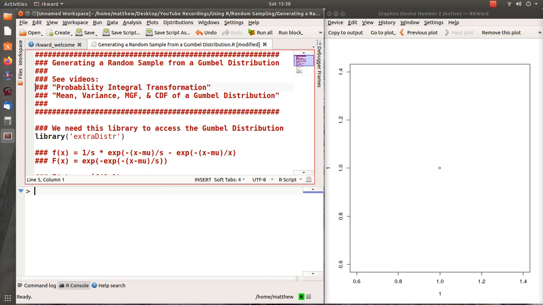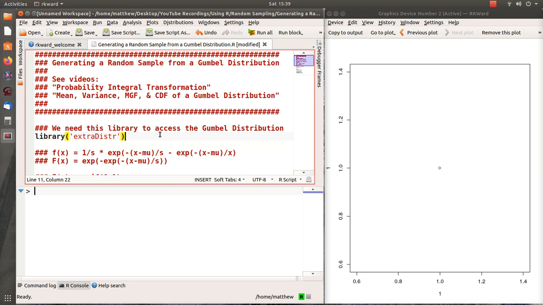And the two background videos are probability integral transformation, that deals with looking at the CDF as a uniform 0-1 random variable, and then of course the mean, the variance, moment generating function, CDF of a Gumbel distribution. And we're going to use the CDF in this video.